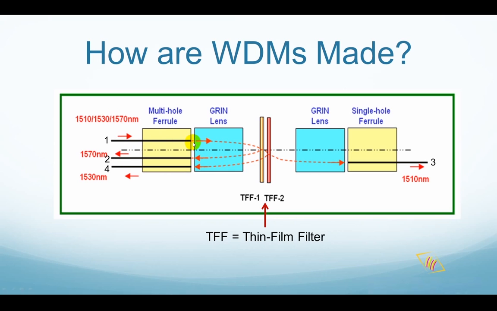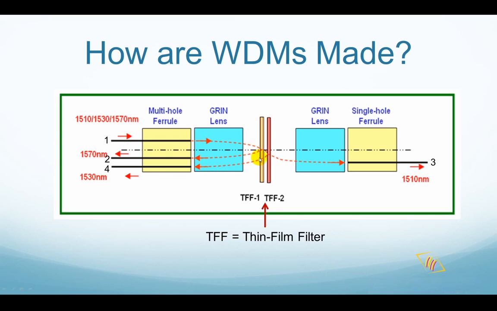individual fibers. But if used in the reverse direction, it can also combine different colored lights from individual fibers into a single fiber. As shown, 3 colored lights, which are 1510 nanometer, 1530 nanometer, and 1570 nanometer, come from a single strand of fiber, 1. The green lens collimates the light so it won't diverge into a large, uncontrolled beam.